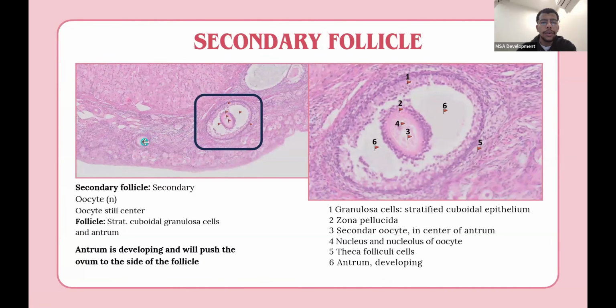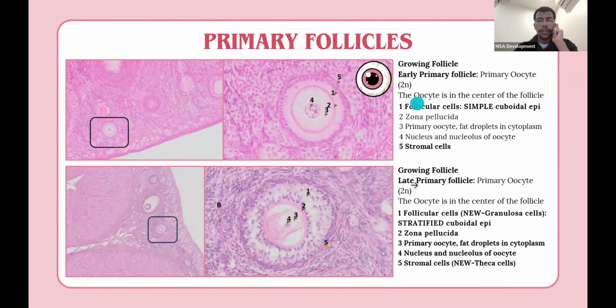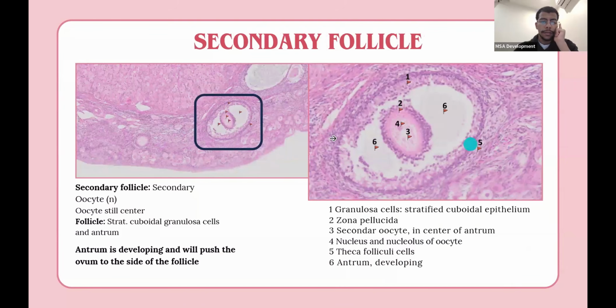Now we progress into the secondary follicle. In the secondary follicle, we have a secondary oocyte, which is now 1n. Right? So here it was 2n, 2n. Now it's 1n. Okay. Once we zoom in, we can see here. Can you guys see the granulosa cells? Now they become more stratified. They're still cuboidal, but they become more stratified.